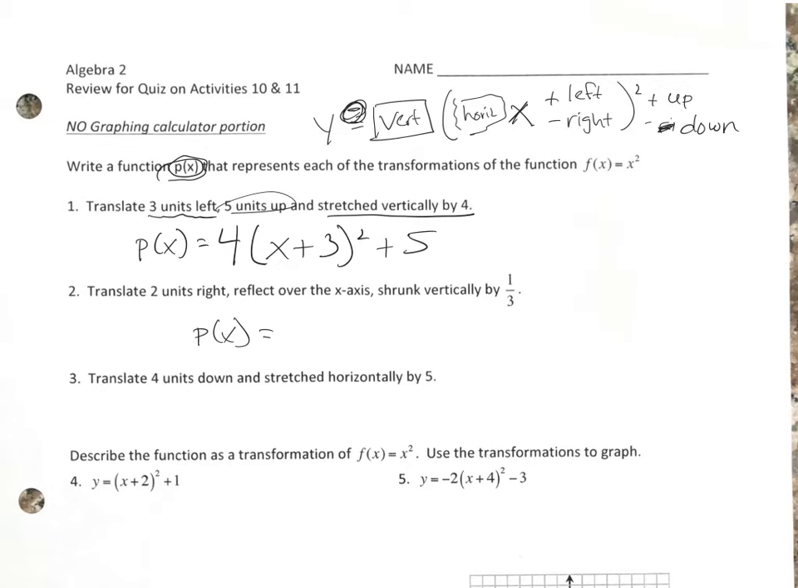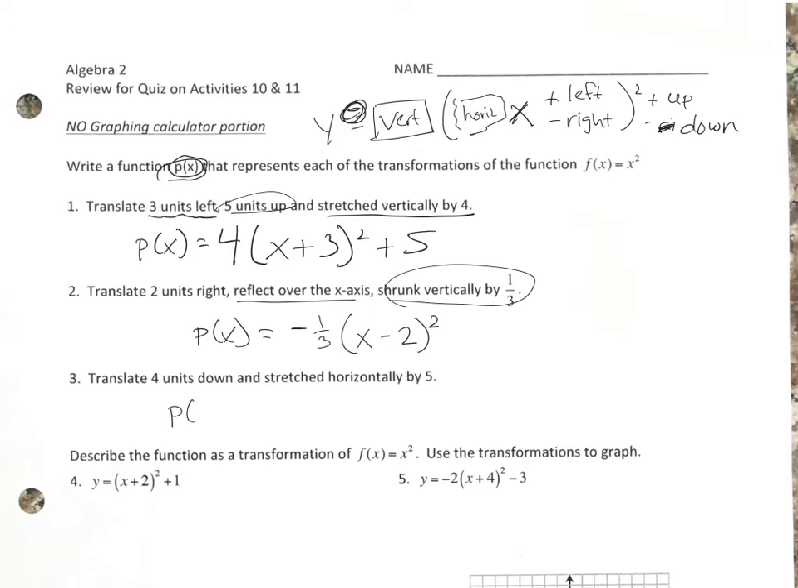So for p of x for number 2, it says reflect over the x-axis. That's a minus sign. Shrunk vertically by 1/3. Vertical is outside the parentheses. We are going right. There's your letter x. Right is a minus. Quantity squared, we have no up and down.